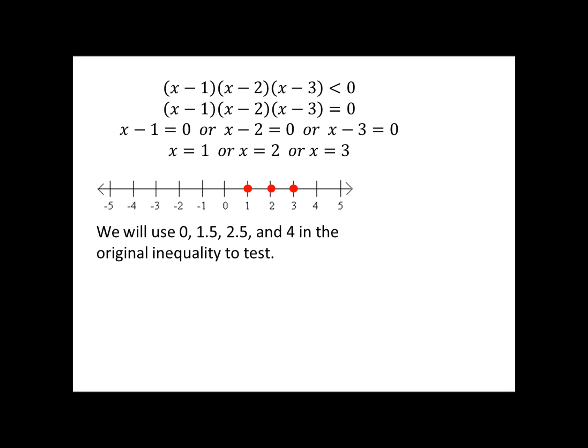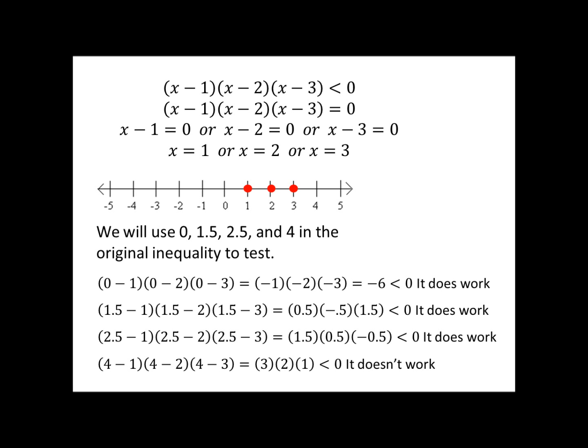Now, just about anything is possible here. Maybe the first region works, the second region doesn't, the third region does, the fourth region doesn't. Maybe it alternates like that. Maybe the first two work and the second two don't. We don't know until we test them. So, we plug in 0, we get -6 is less than 0. That's true. We get a negative number that's less than 0. That works. We plug in 1.5.